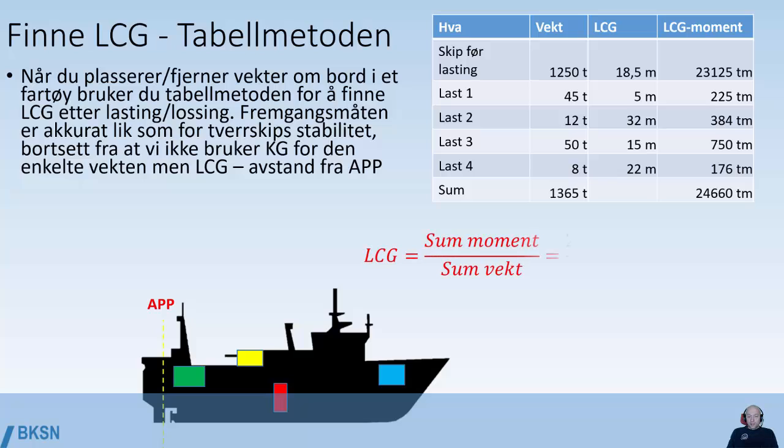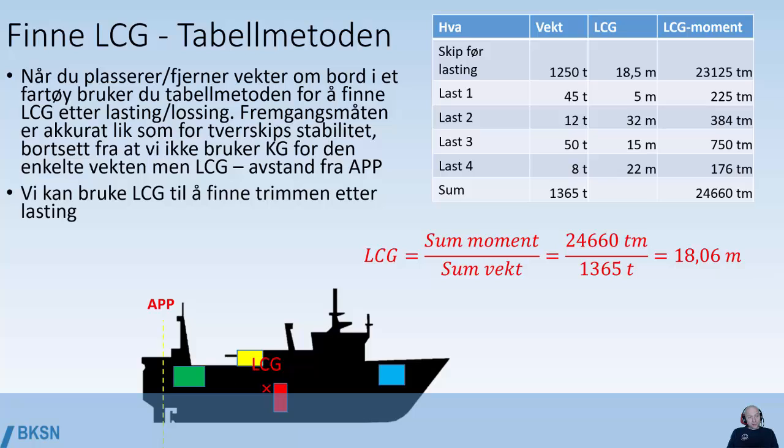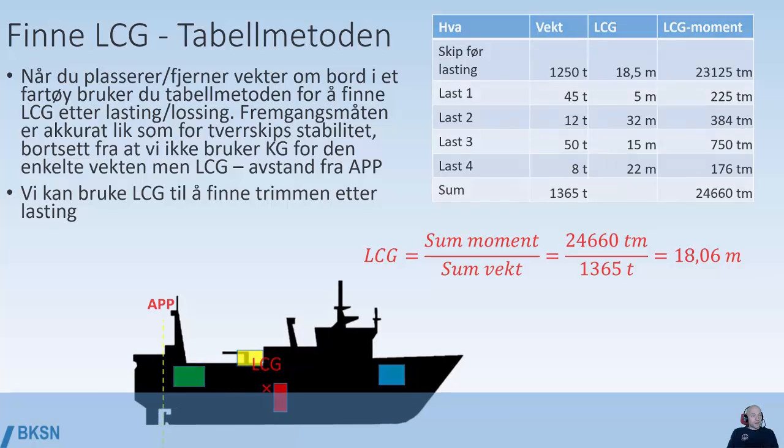And the new longitudinal center of gravity is the sum of longitudinal moments divided by the sum of weight. And in this case, we end up with 18.06 meters. So then we have calculated that the new longitudinal center of gravity is there. And we can use the longitudinal center of gravity to find the trim and draft forward and aft after loading.